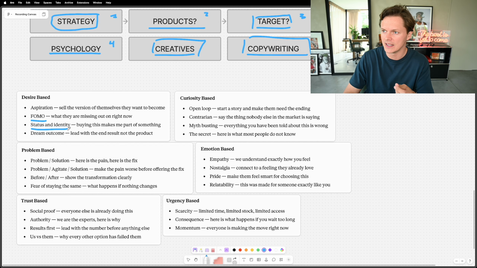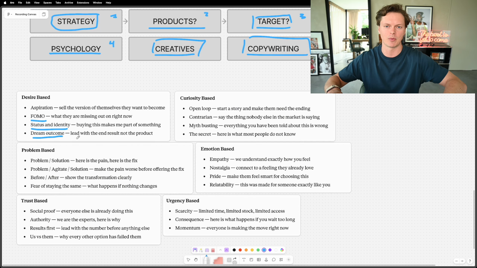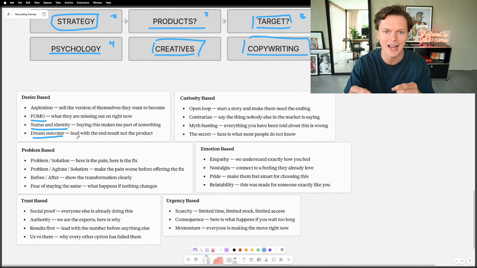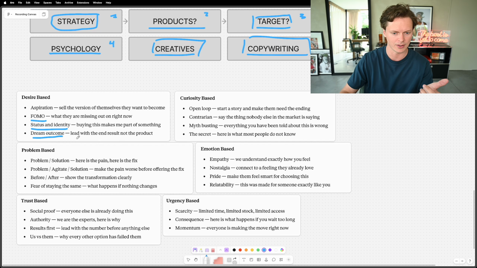Status and identity, seeing Lionel Messi play for Miami. The Miami shirts sold out instantly. Status and identity. I want to be like Lionel Messi, right? Dream outcome. Lead with the end result. Who am I going to be? I want to see myself like these supplement brands, right? Showing somebody truly very much in shape. I'm out of shape right now. I want to be like that guy. So I'm going to buy the product, not because I love the product, but because I love the outcome behind the product.